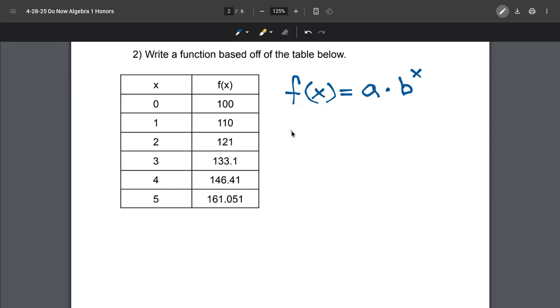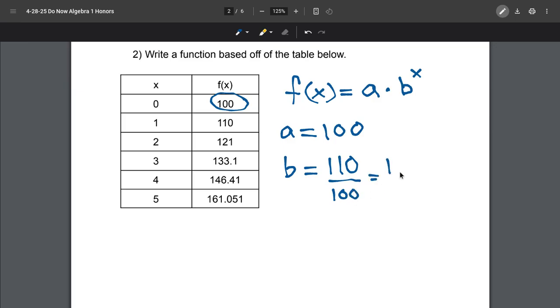So the initial amount in this case is when x equals 0. So a in this case is going to be 100. And to find the growth here, because it's increasing, so it's the growth, we're going to take 110, the second value, and divide it by the first value. And that'll tell me how much we're multiplying by each time as we go up. So 110 divided by 100 is 1.1.